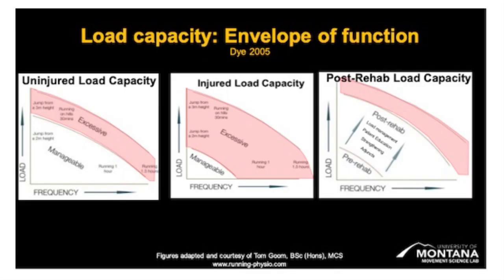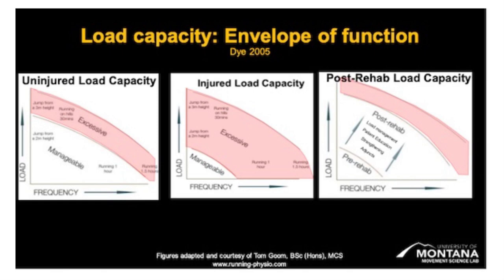So on the very far left is the uninjured load capacity, meaning load capacity is what load can you accept well. The y-axis is load and frequency, or just running volume. So there's an area that's manageable, and if you increase the load or frequency too much, it might become excessive and cause injury. Now, when you're injured or have weakness in the tissue, the manageable area becomes much less. Say running a mile or running for 1 hour would have been manageable on the left. In the middle, it's not. Your tissue's resilience, the load capacity, is not where it needs to be, so you're much more prone to injury.